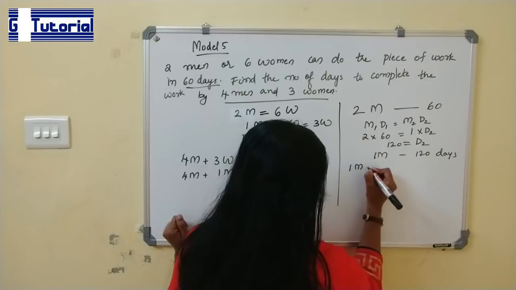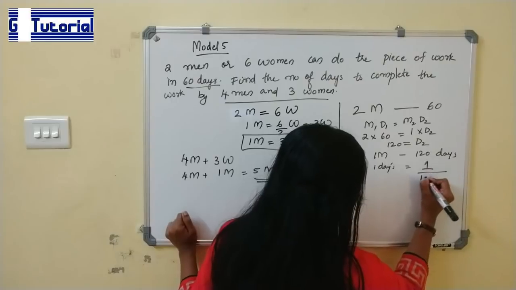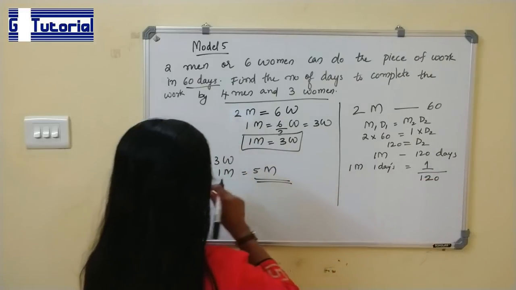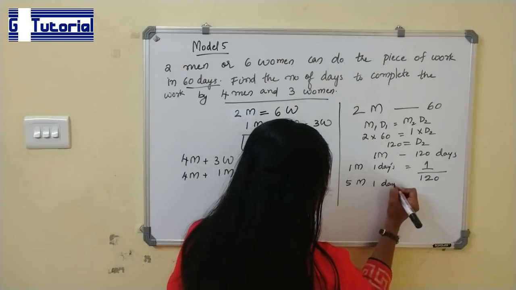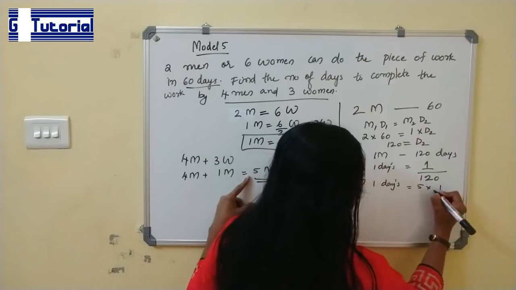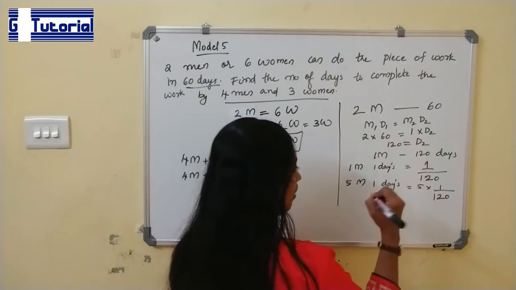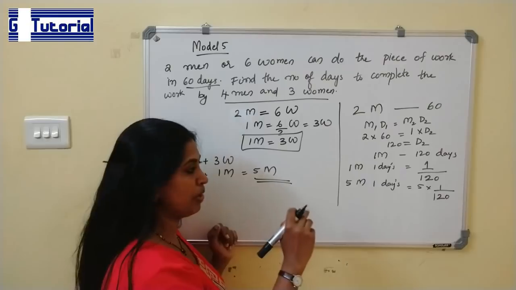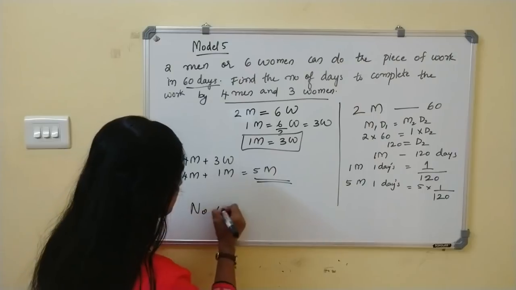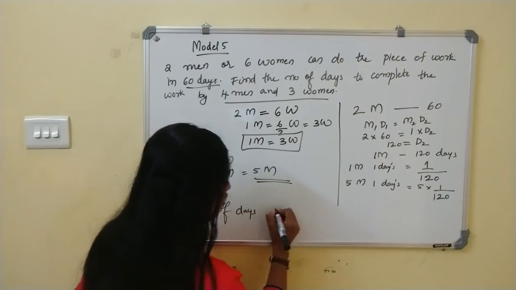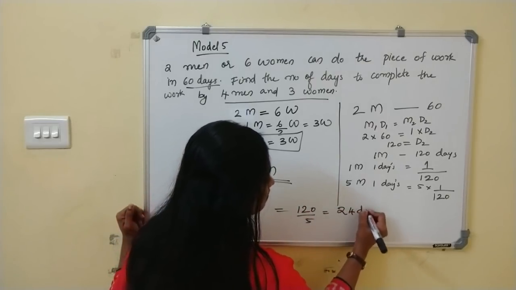So 1 man's 1 day's work is 1 by 120, the total work being 1. Then 5 men's 1 day's work will be 5 into 1 man's 1 day's work, so it is 5 into 1 by 120. What we have to find is the number of days taken by 5 men to complete the work. It is the reciprocal of this. So the number of days taken by 5 men is equal to 120 by 5, which is equal to 24 days.